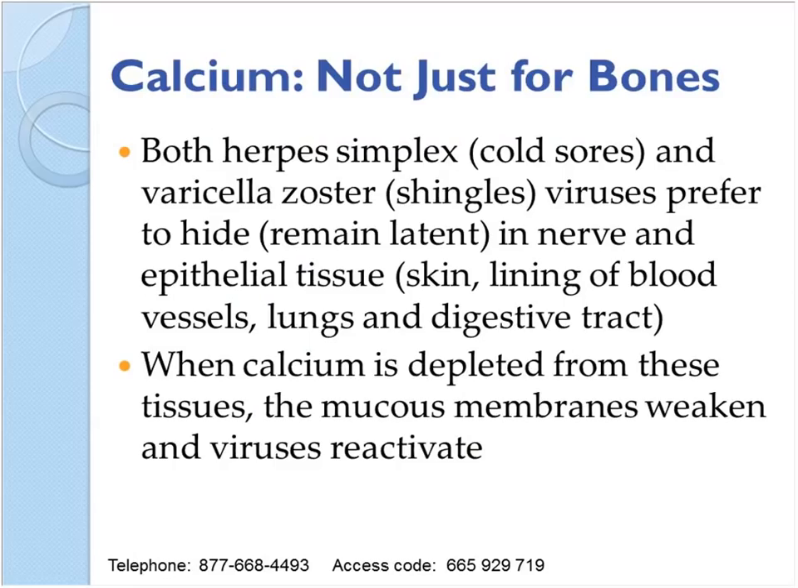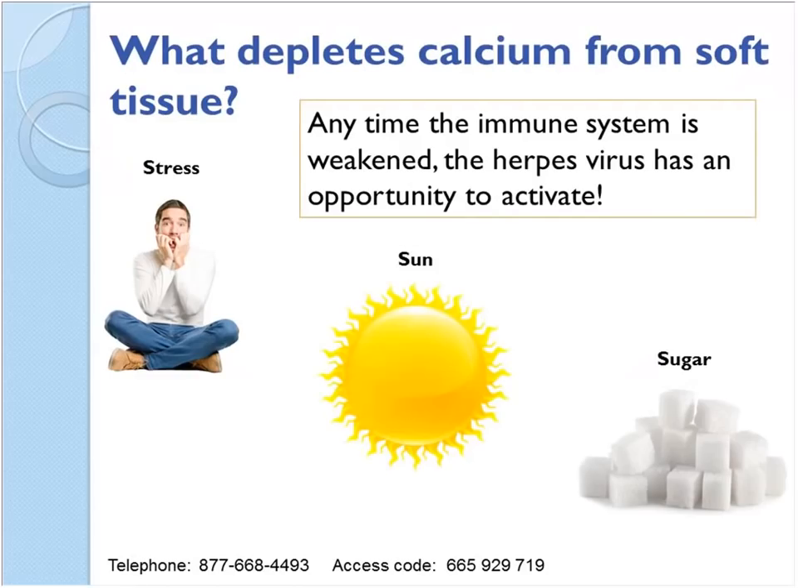But then if you have calcium depletion in the tissues, not in the bones, but in the tissues, tissue calcium, which is slightly different than bone calcium, when it becomes depleted, the mucous membranes weaken and those viruses reactivate. So what kinds of things deplete calcium from the soft tissue? Stress, a great deal of stress and physical stress, exposure to a lot of sunlight, overexposure to the sun, and high levels of sugar. Does any of this sound familiar to you?